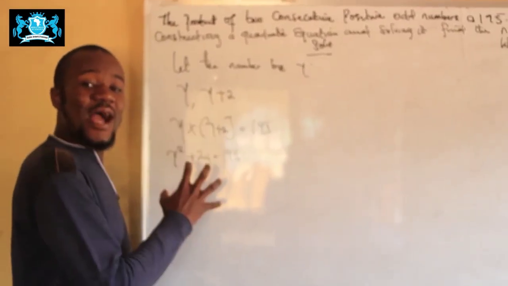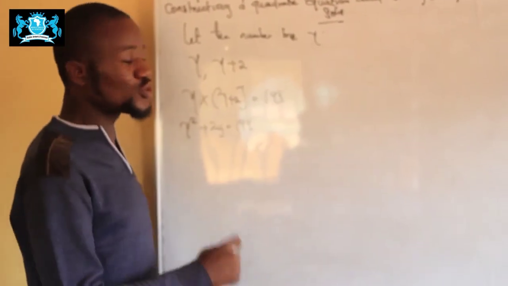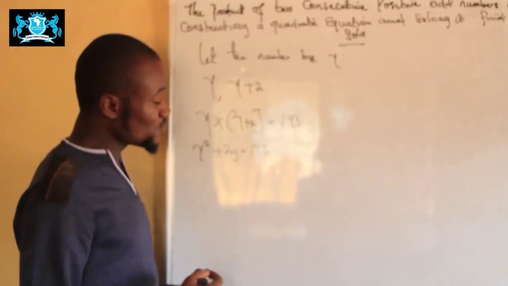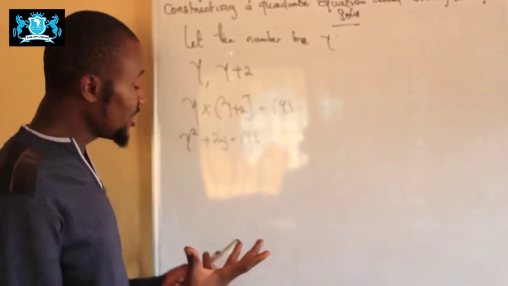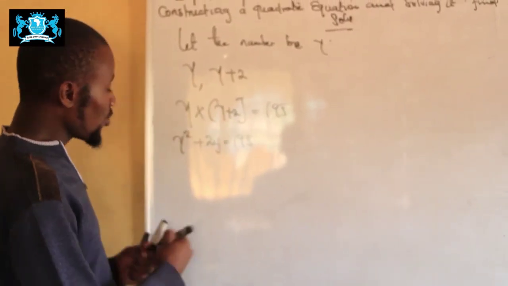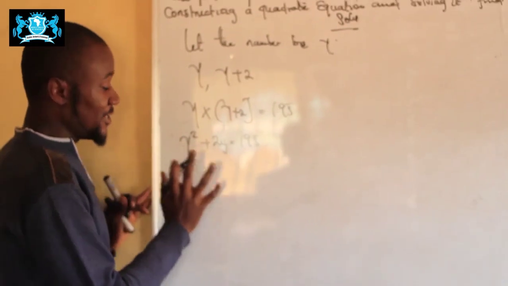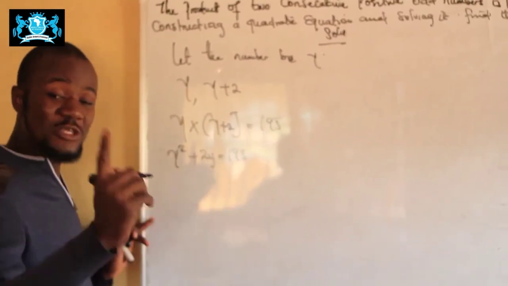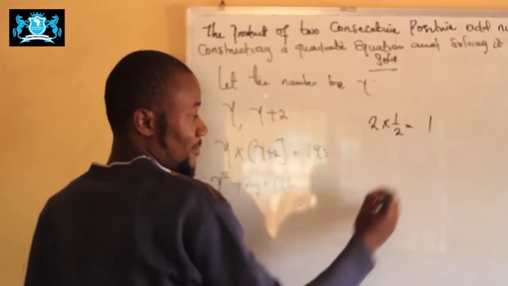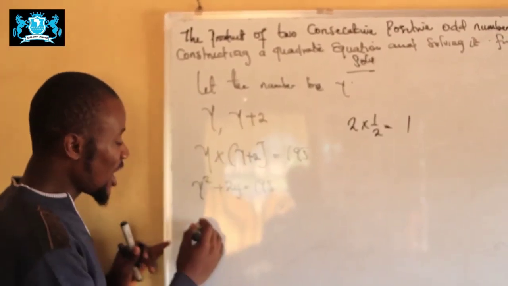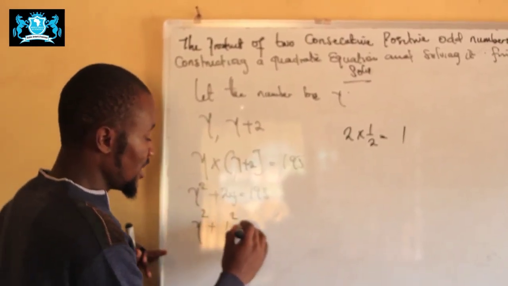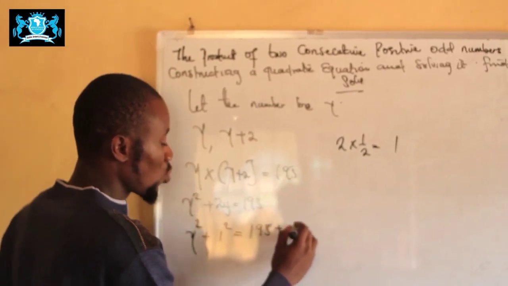Now we are going to apply our knowledge of completing the square to solve this. We try to make the coefficient of the squared term unity, and it's already unity. The coefficient of y squared is 1. Now we go to the y. The coefficient of y is 2. Multiply it by half: 2 times half gives 1. Square the 1 on both sides. So you have y squared plus 2y plus 1 squared is equal to 195 plus 1 squared.